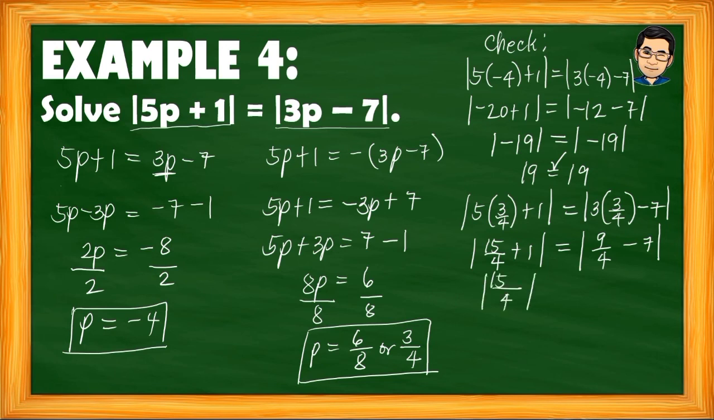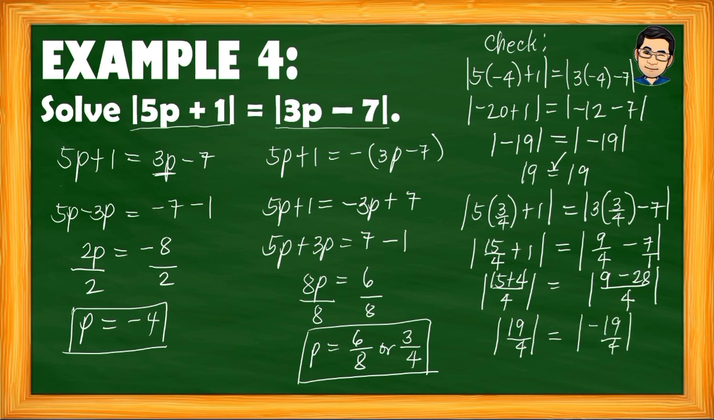15 plus 4 equals, ayan. So, 4 divided by 4 is 1 times 9, 9. And then, ito magiging 1. So, 4 divided by 1 is 4 times negative 7, negative 28. Then, we will add 15 plus 4, that is 19 over 4. And then, 9 minus 28 is negative 19 over 4.